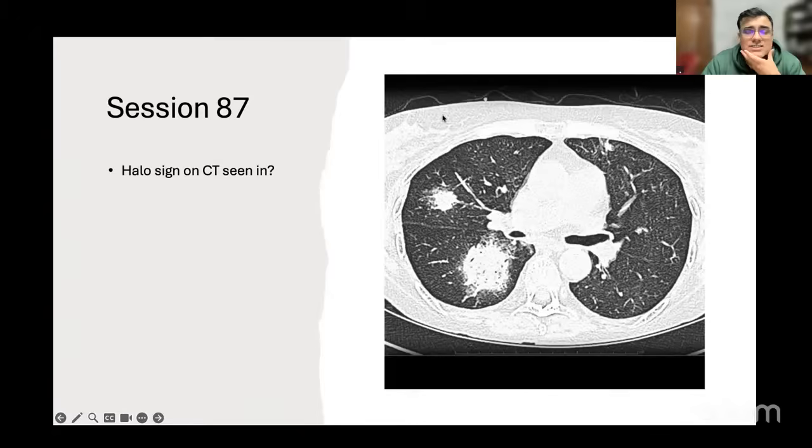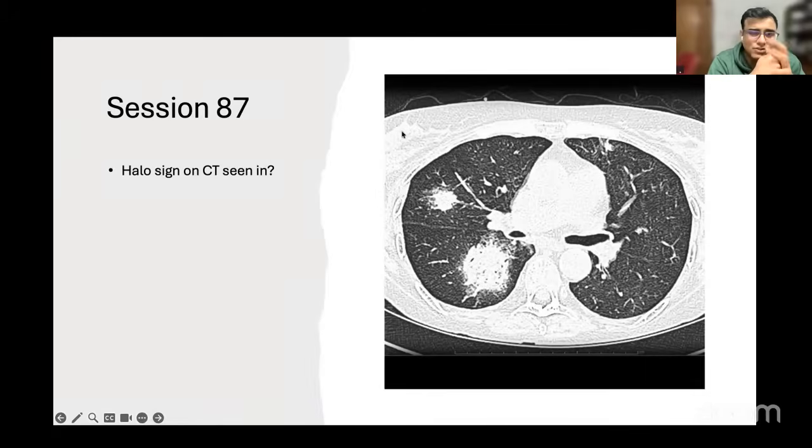Halo sign on CT is seen in... So the halo sign is a dense consolidation or a nodule surrounded by ground glassing. And the reverse halo sign is the opposite: ground glassing surrounded by a consolidation. The halo sign is classical of invasive aspergillosis, pulmonary invasive aspergillosis. So aspergillosis was probably in the options, which would have been the correct answer.